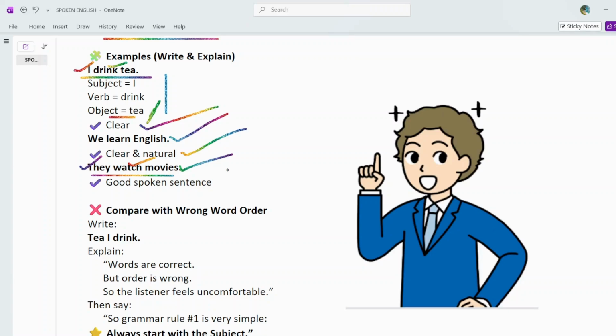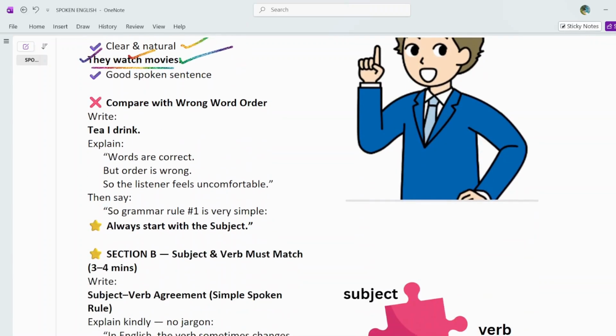So subject first, verb second, and object or the idea last. Now let's reverse this and see how exactly it sounds. All right, let's just reverse the order. I say tea, that is the object. Then I say I, that is the subject. Then I say drink, that is the verb. Tea, I drink.